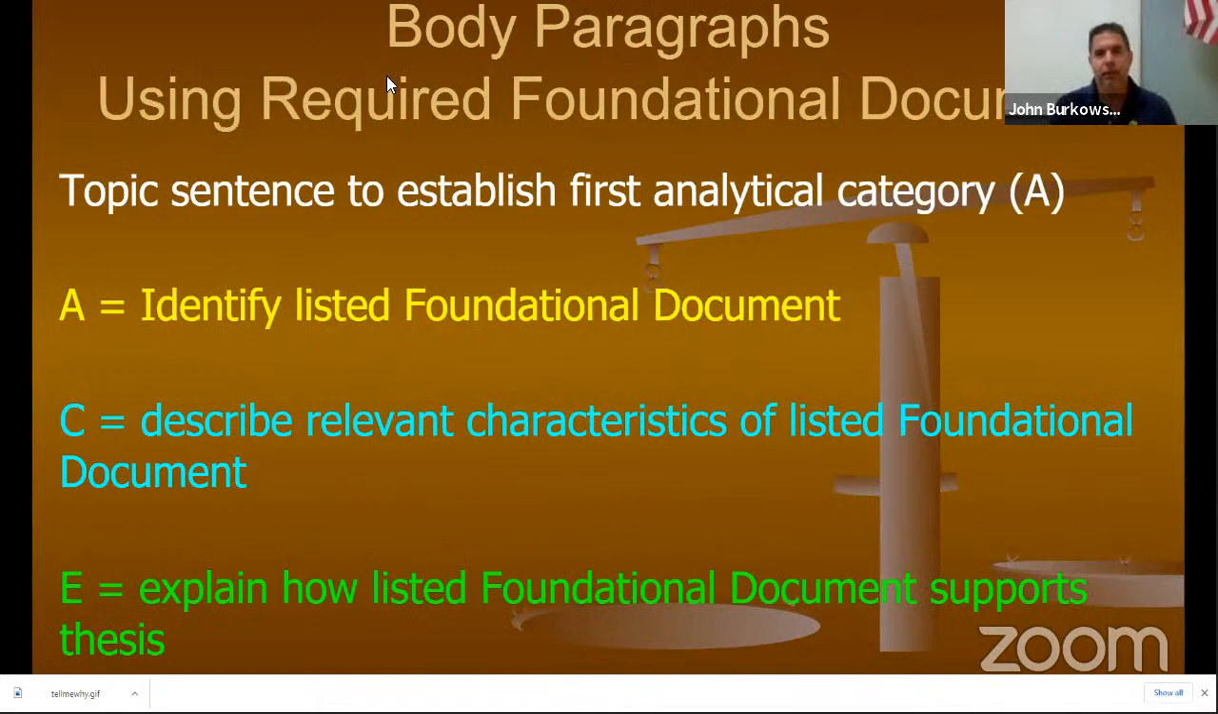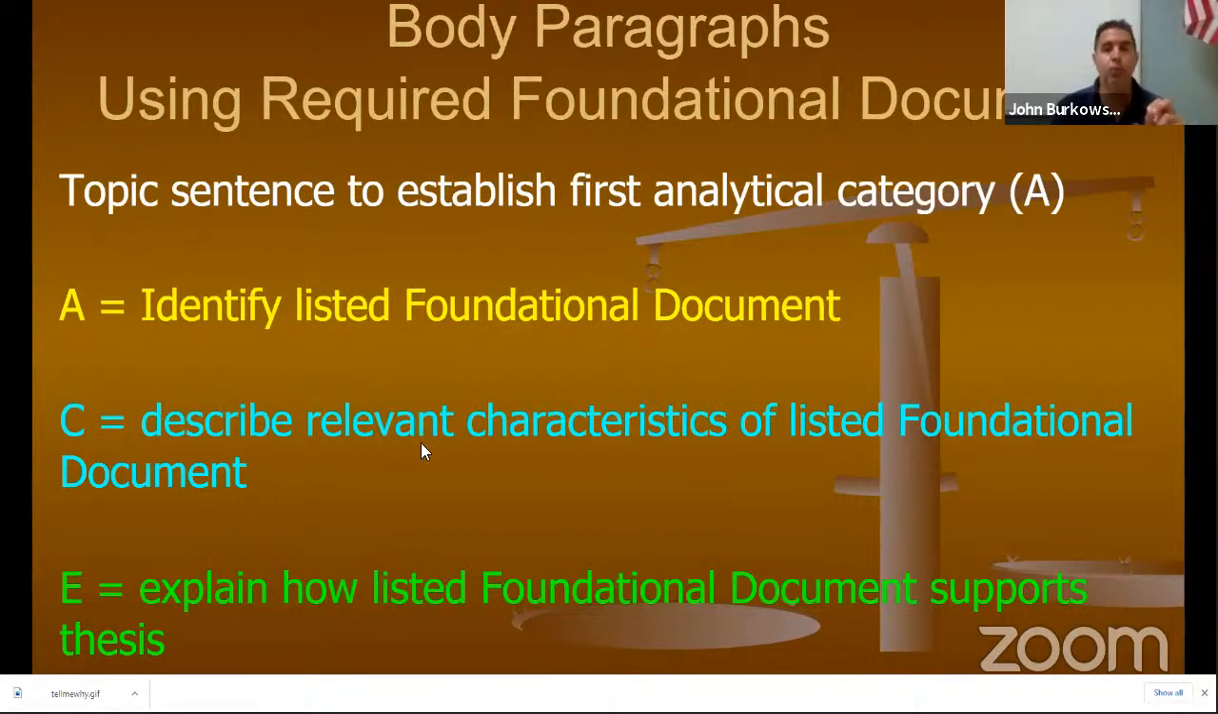Okay, when you're doing a body paragraph, this is a recommended structure. Maybe have a topic sentence to establish the first analytical category, A. Then ACE it. Identify the listed foundational document. In that A of ACE, you will use the specific evidence of the foundational document. Go with the foundational document first. Use it first if you want to get full points.